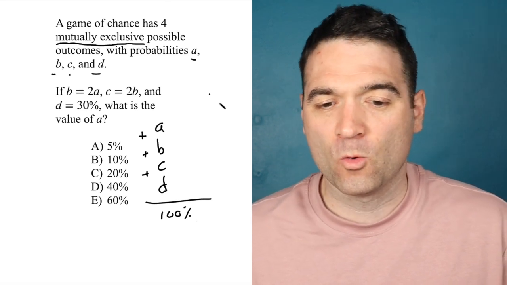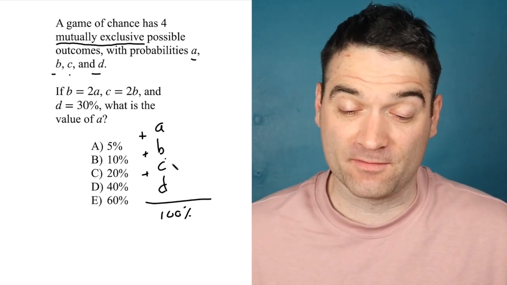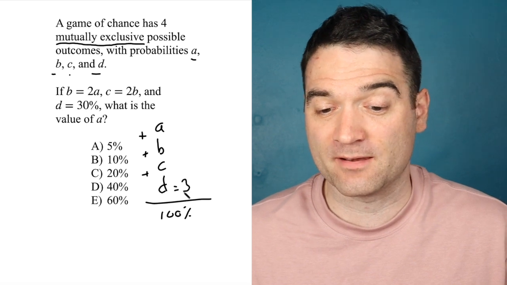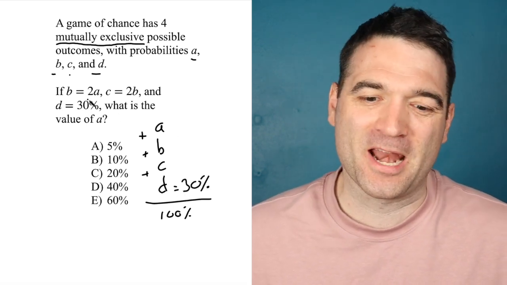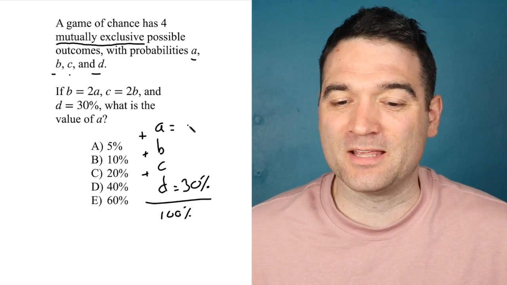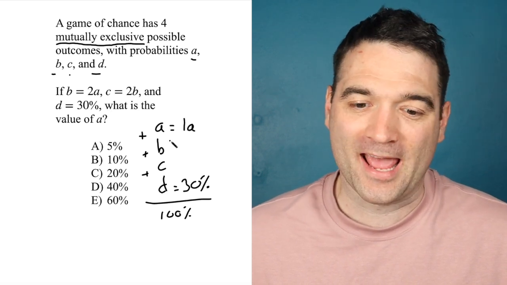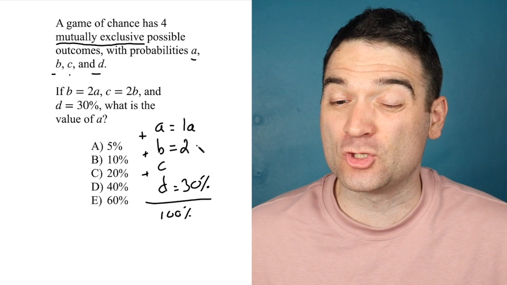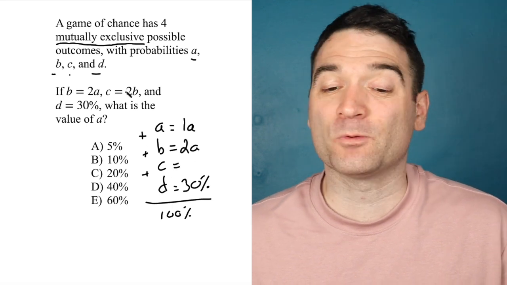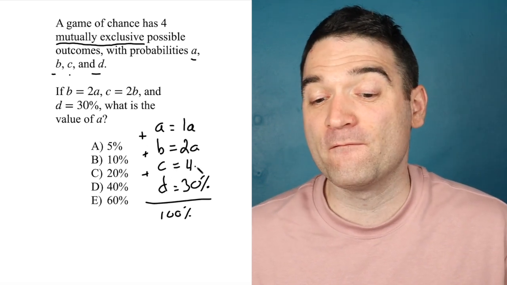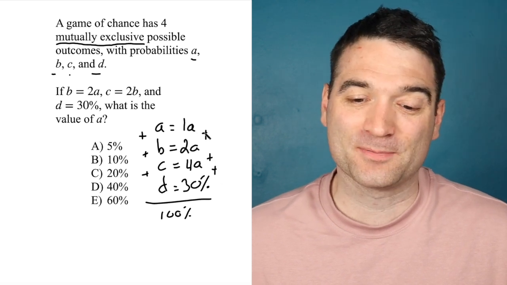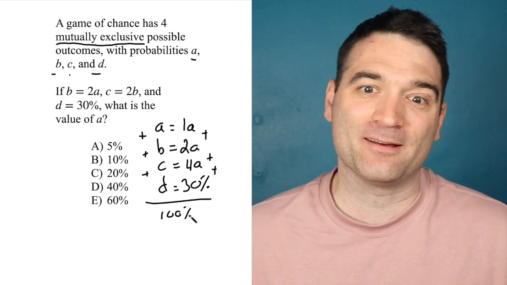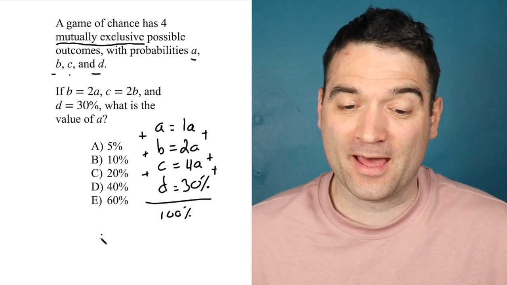All right, so we know that D, the probability of event D happening, is 30%. So 30% right there. And now it's a little bit of just an algebra problem. A is equal to A, or 1A. B is equal to 2A. C is equal to 2B, so we can write that as 4A. And as we said before, the guiding principle of this problem is that they all have to add up to 100. So let's do some math.